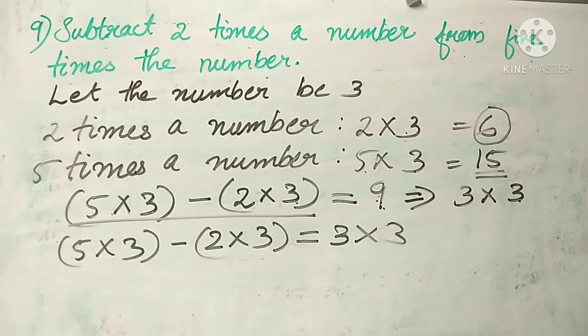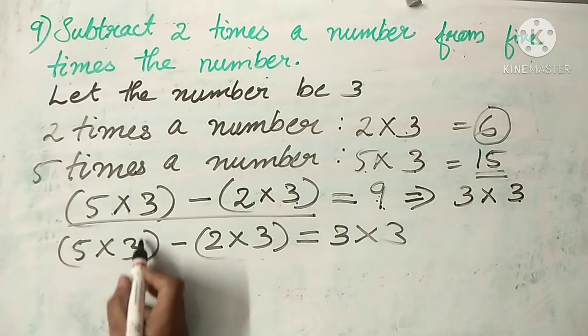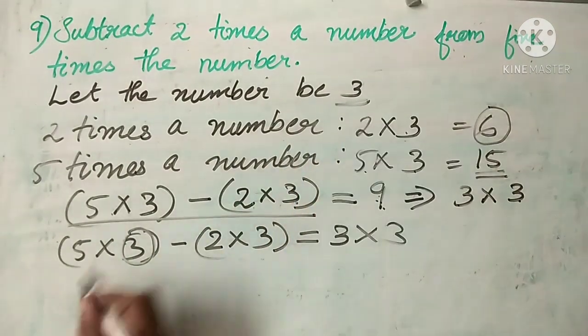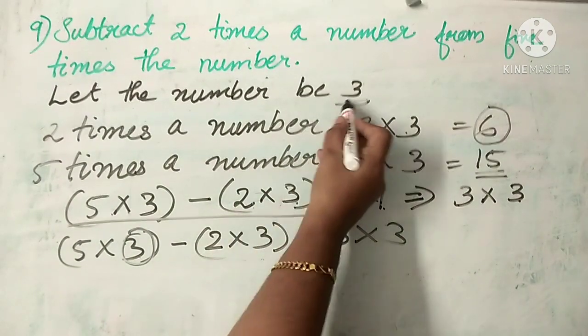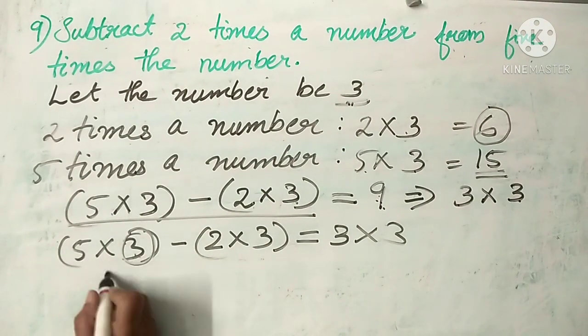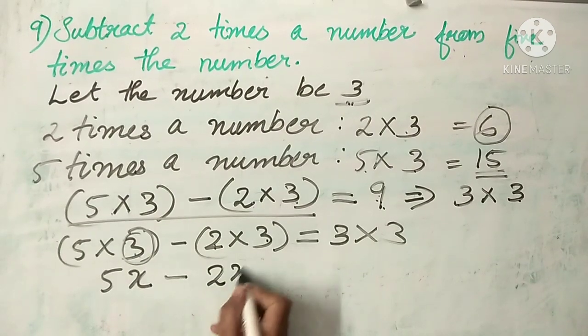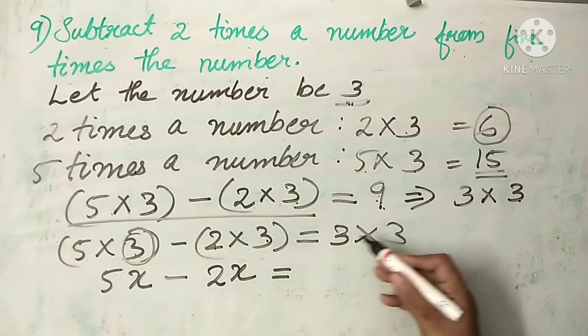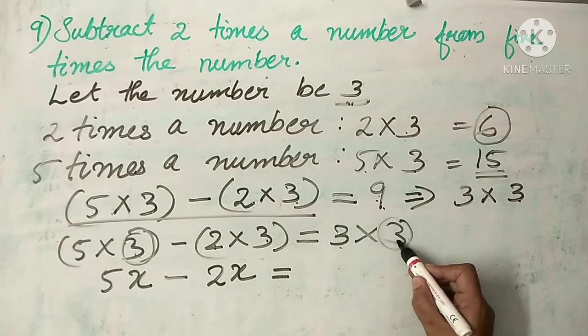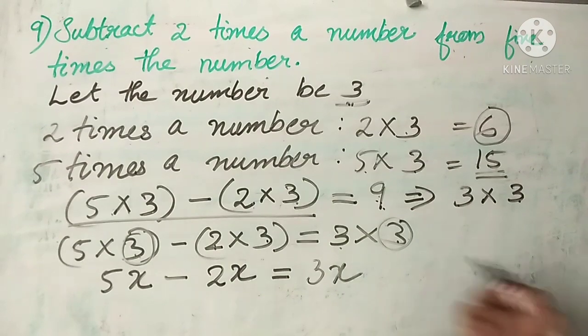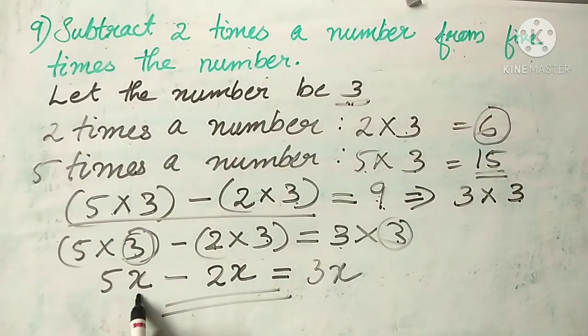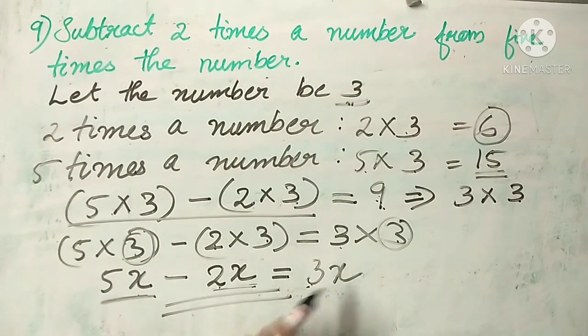Now let us express this with algebra with the help of an alphabet. Let the number we took first be x. 5 into x is 5x, minus 2 into x, 2x, is equal to 3 into x, which is 3x. So this is our expression: 5x minus 2x, subtracting 2 times a number from 5 times a number, gives 3 times the same number.